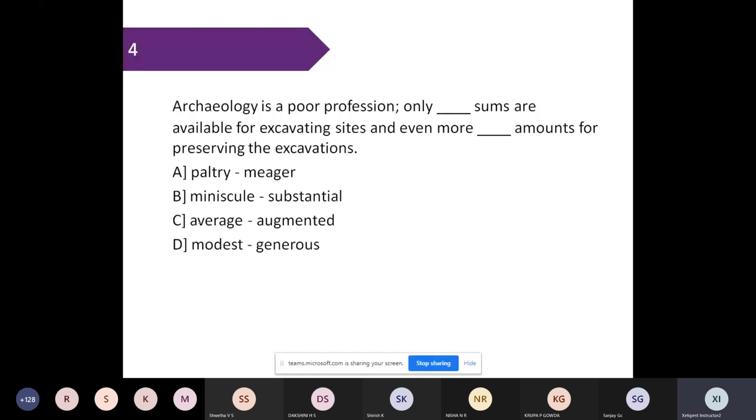Okay, some. Only some sums are available. Okay, let's have some as guess word. No issues. Some or little, small, anything is fine because it's just a guess word and not the exact answer.